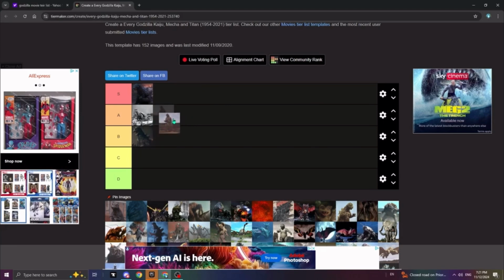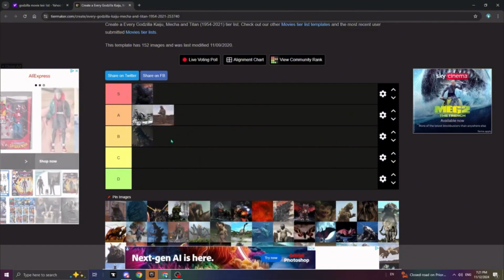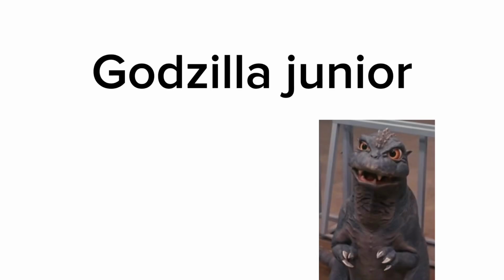Now we have the Godzilla from Godzilla versus Space Godzilla. A. They made the eyes bigger, which I don't really like.